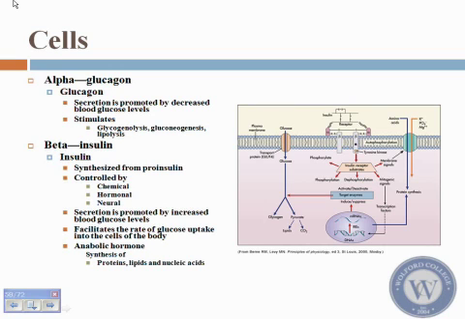The danger of glucagon, of course, is that if you give it too rapidly or too big a dose, you can make somebody hyperglycemic. So you can drive their sugar levels out of control. The beta cells of the islets of Langerhans produce insulin.